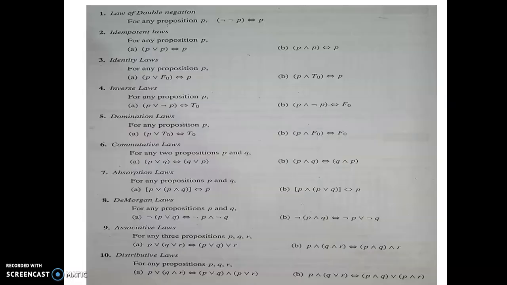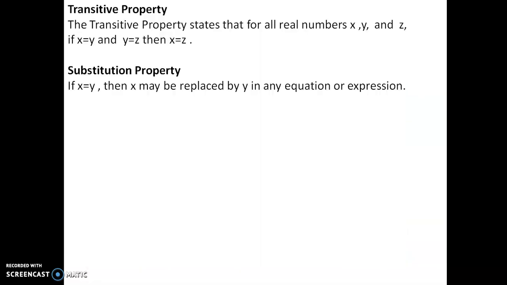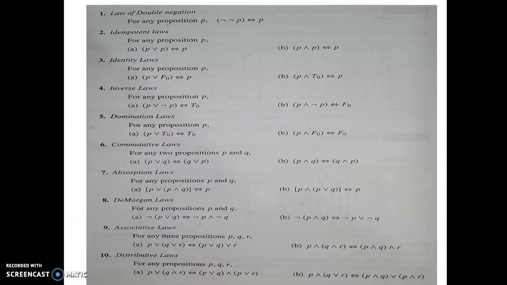But we need to remember some properties like transitivity and the substitution property, and we'll see some examples once we complete the laws of logic. So this is the laws of logic. The first one is very simple, the law of double negation. For any proposition p, the double negation of p is equivalent to p itself. So this is the first law: the double negation of p is p itself.